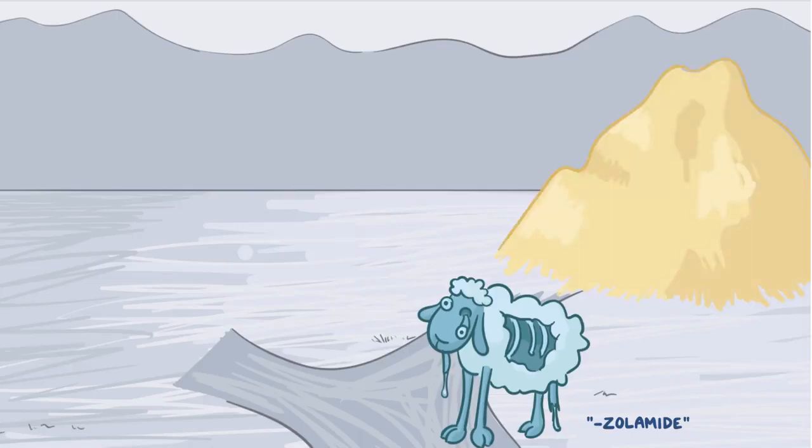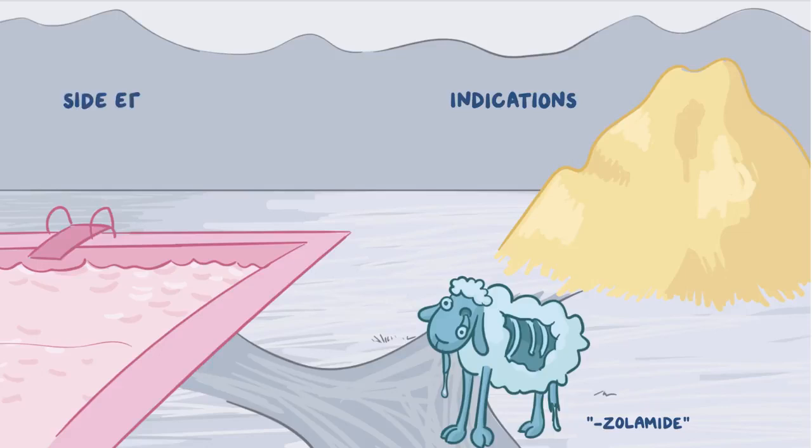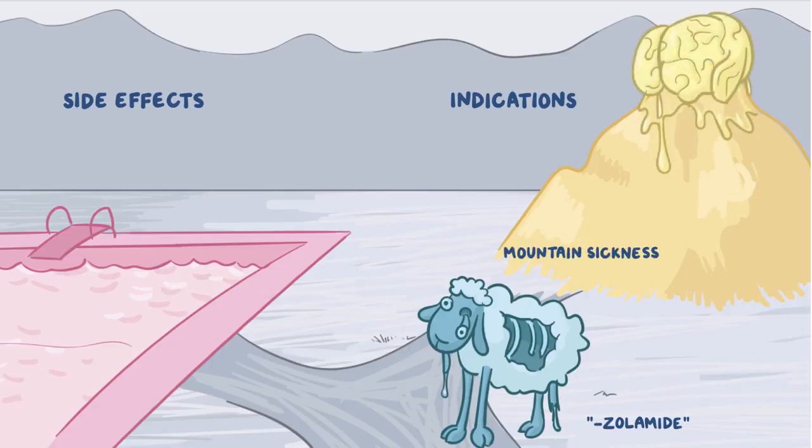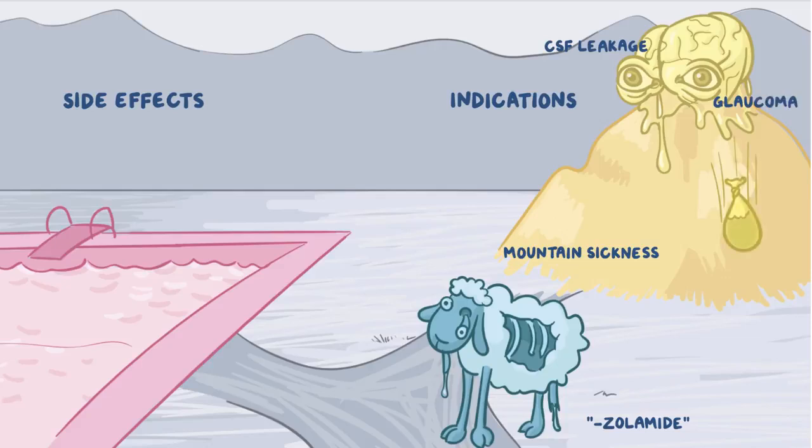He can head for the mountains, which will be our indications, or to the pool, where the side effects are located. For indications, the mountains in the distance represent mountain sickness. On top is a tasty brain, leaking brain juices for CSF leakage. The brain also has a pair of bulging eyeballs for glaucoma. At the bottom of the mountain is a water balloon, representing edema, and it's hitting an alkaline battery, representing alkalosis.